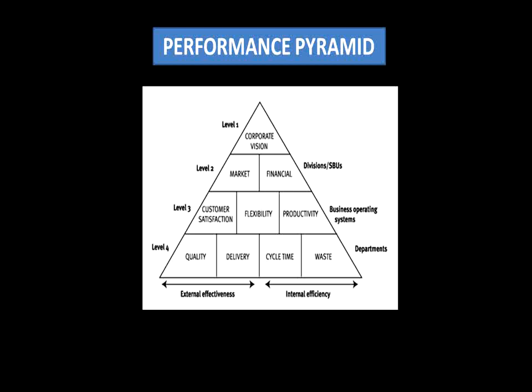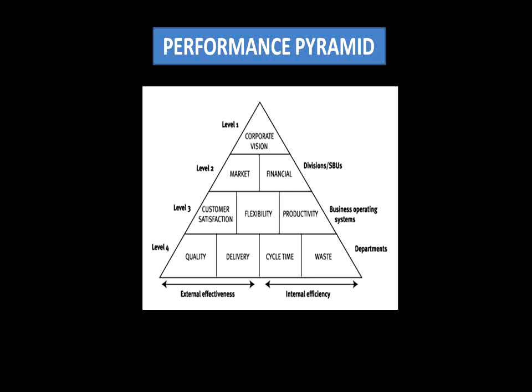After that, the market and financial measures. These will focus on the achievement of an organization's critical success factors in terms of market related measures and financial measures. This is level 2. The marketing and financial success of a proposal is the initial focus for the achievement of corporate vision. Obviously if we focus upon market measures and financial measures, we can easily fulfill our corporate vision.